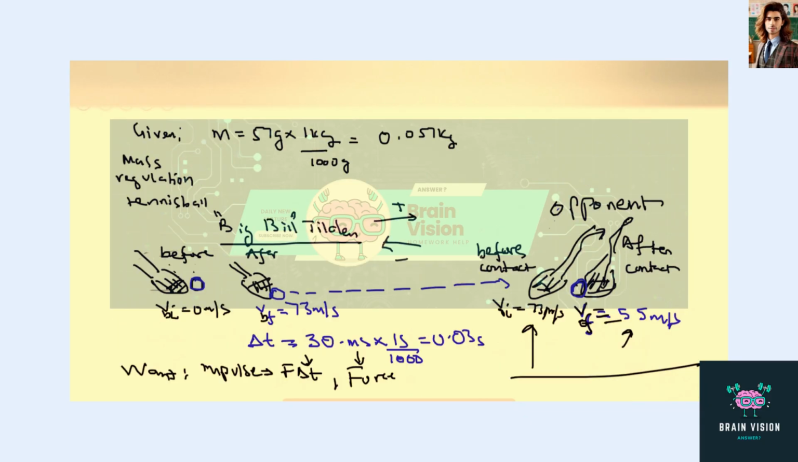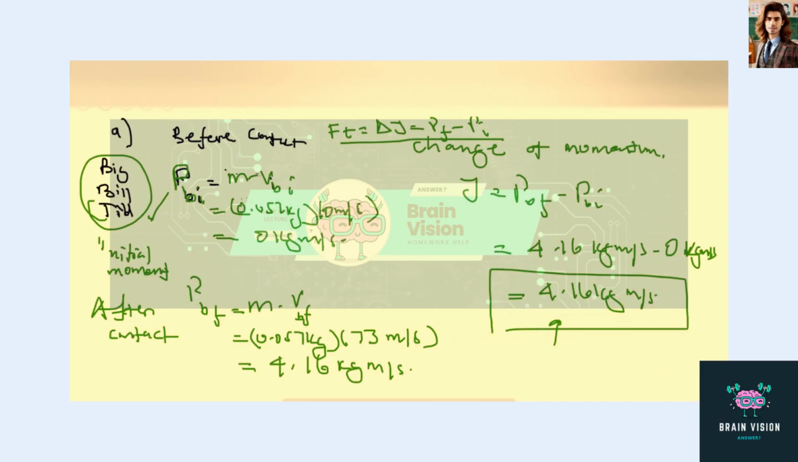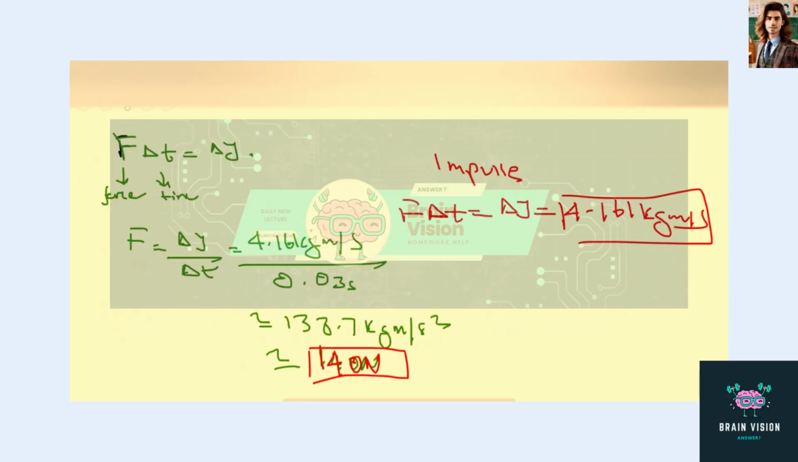That's the opponent. Bill Tilden also has the same situation where he has an initial momentum and a final momentum minus initial momentum, which is zero. The initial momentum is zero because at the beginning we don't have a velocity. So this is the change in momentum, and we end up getting the impulse for Bill Tilden and also the net force.